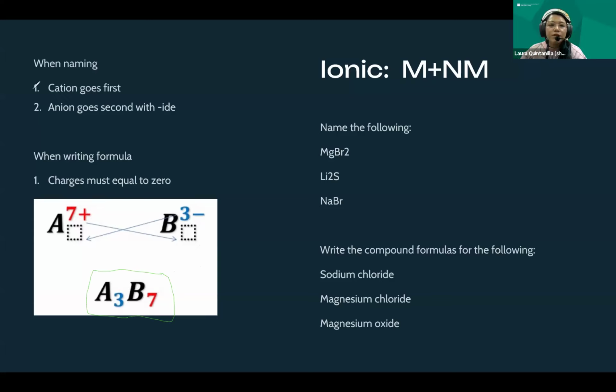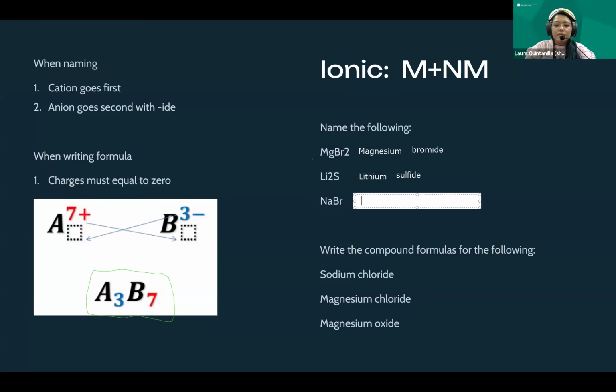Let's do the naming of these first. So MgBr2, we don't use prefixes here. All you do is find the name of the element. Mg is magnesium, and then bromine will become bromide. And that's it, magnesium bromide. Don't add anything extra. It's just the names of the elements plus -ide, no matter how many there are. Okay, so Li is lithium, and then sulfur will become sulfide. And this last one, Na is sodium, and then bromine will become bromide.